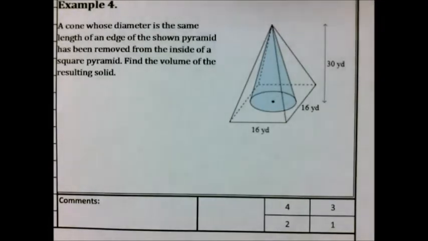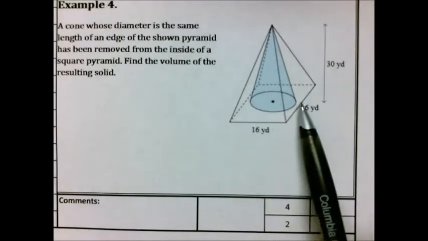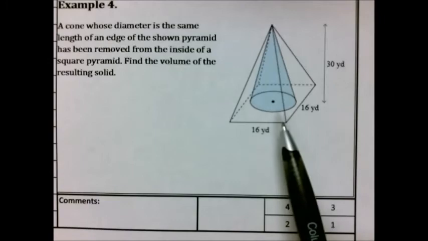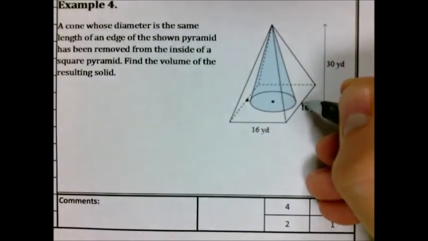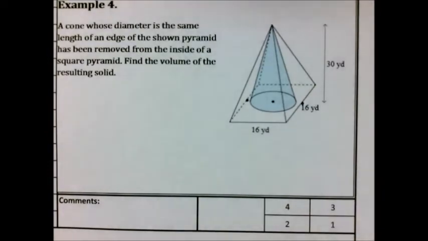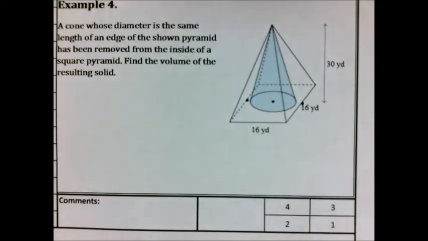Alright, now we're on to the fun problem here. This is example 4, and what it says is a cone whose diameter is the same length of the edge. I want you to understand that this is very important. The diameter is the same length as the edge. So this picture doesn't do this justice. That circle is stretching all the way from end to end. But its diameter is the same length of the edge, so we know the diameter then is 16 yards.